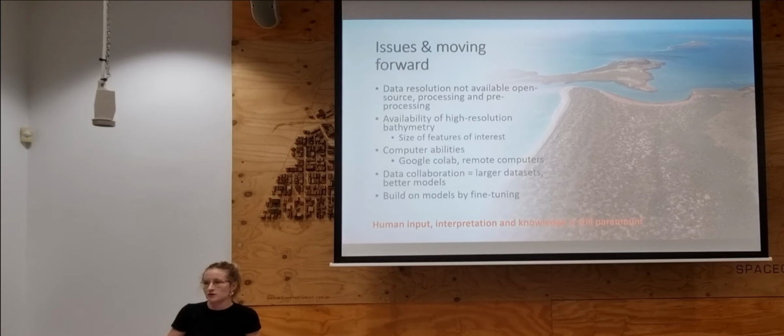Computer abilities is a pretty obvious one, though Google Colab is getting pretty good at getting around those things with remote computers. Data collaboration, obviously you can have much better models and any sort of modeling if you have way more data. In terms of archaeology and heritage, having publicly available databases where you can see how sites are related to their environment would be pretty big, and a few people are trying to make databases like that that are actually publicly available. Yeah, I think that's it. So thanks. Any questions?